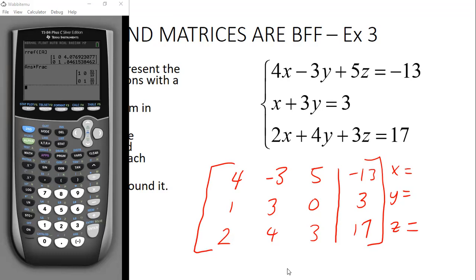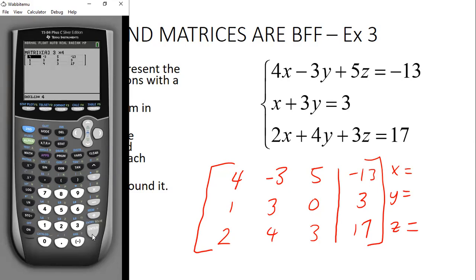Okay, I'm going to go to my handy dandy calculator. Second plus 7, 1, 2. Again, if you don't want to reset, you don't have to. I just choose to. Second matrix, I'm going to arrow twice to the right. I'm going to edit, and this time I have a 3 by 4, and I'm going to input the values: 4, -3, 5, -13, 1, 3, 0, 3, 2, 4, 3, 17.